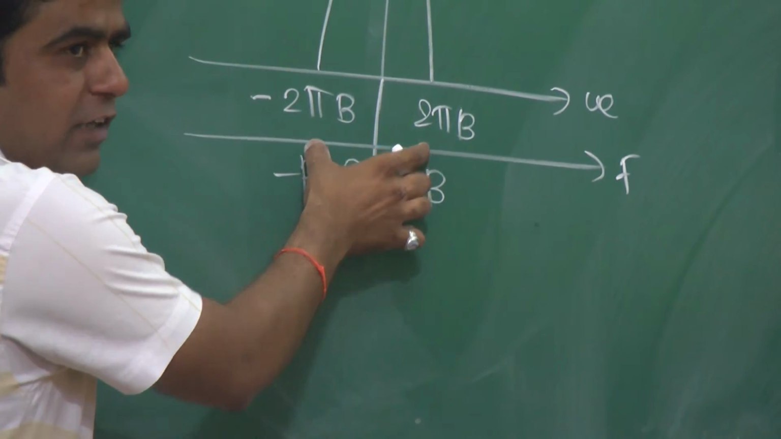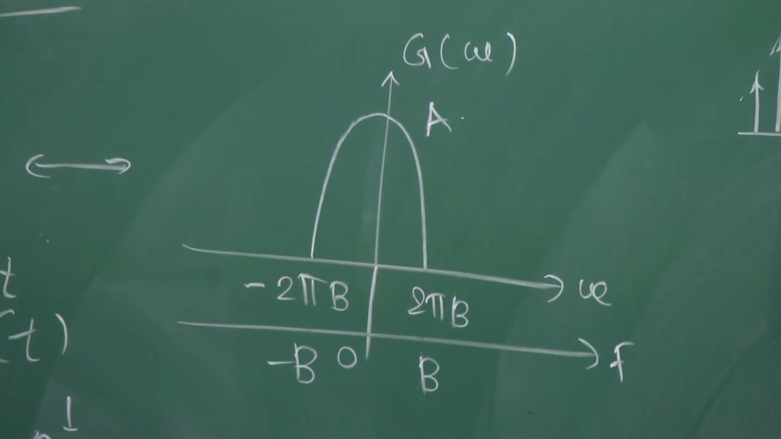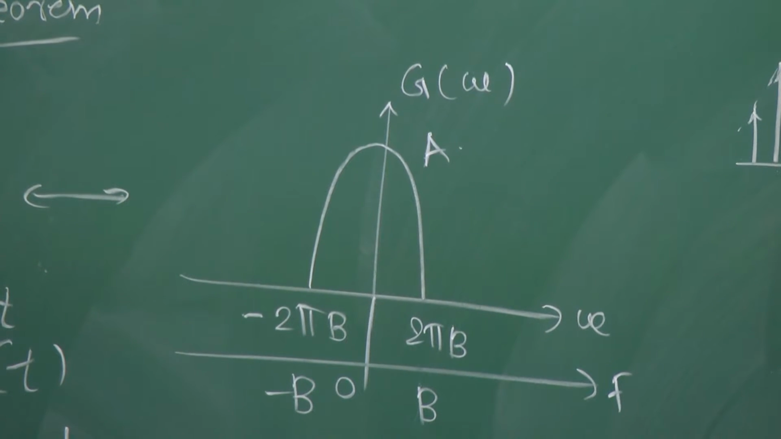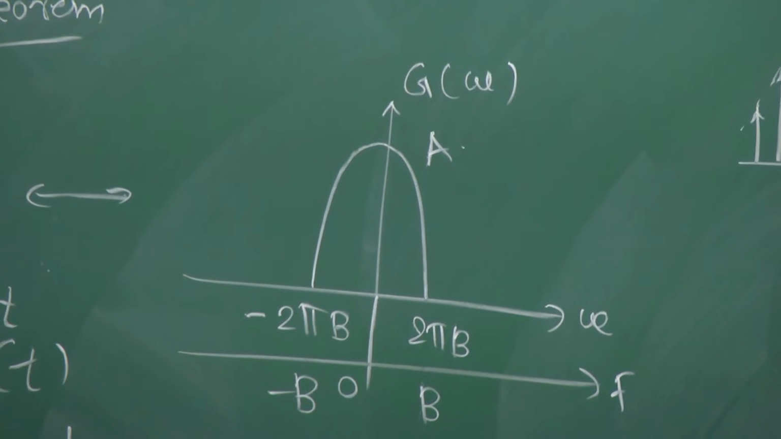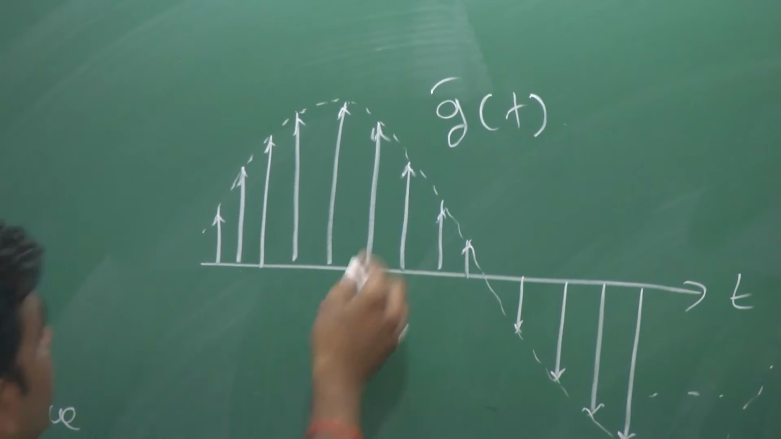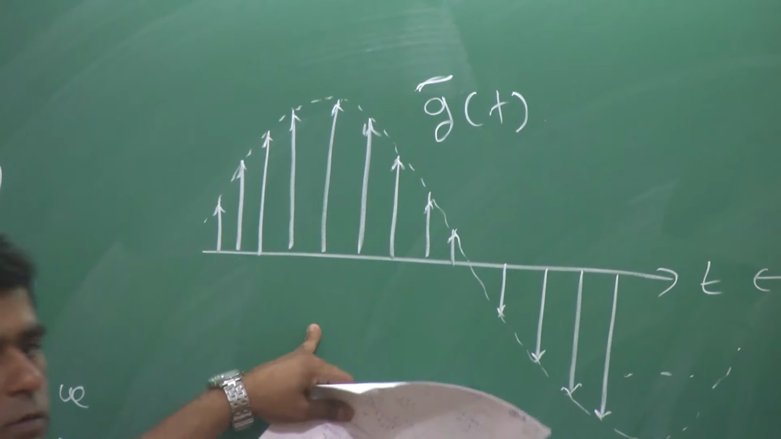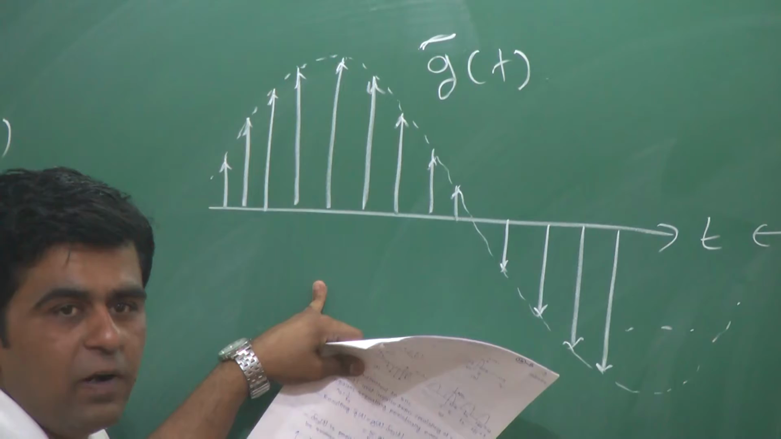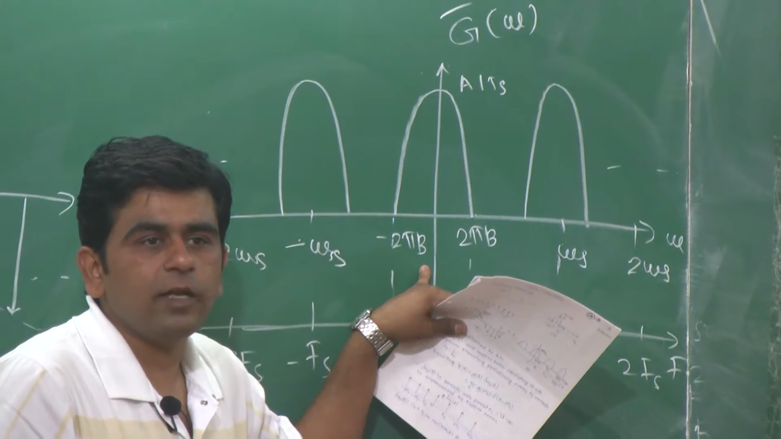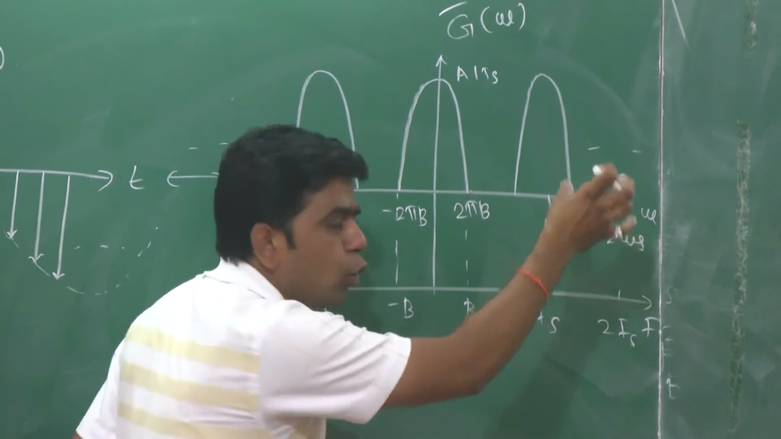This signal G of t is band limited to capital B. Its bandwidth is capital B, centered around zero frequency, with amplitude A. The signal gets multiplied, so we construct this sampled signal G of t. Its Fourier representation, the frequency representation, we will get at zero frequency, omega s, 2 omega s, and so on.